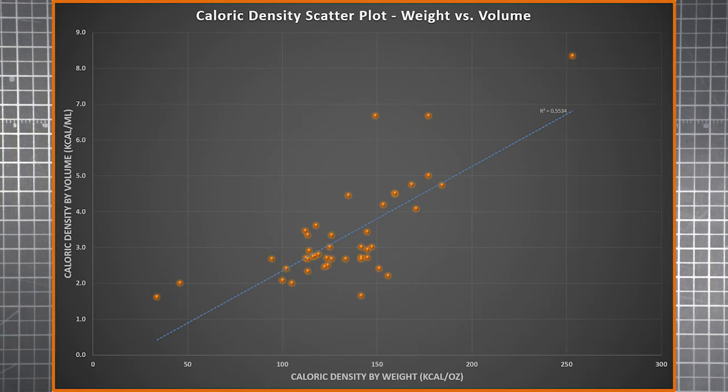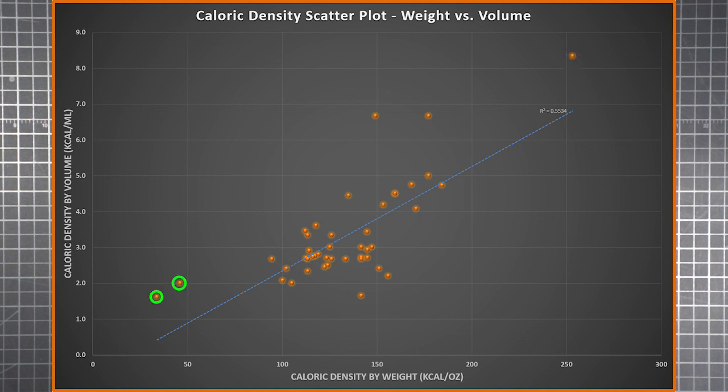If I pop a trend line in there, it looks even more like there actually is a relationship between weight and bulk in food. As the calories per ounce increase, so do the calories per milliliter. At the top end, you have olive oil, now not just the champ in weight density, but also easily the most compact form of calories you can carry.